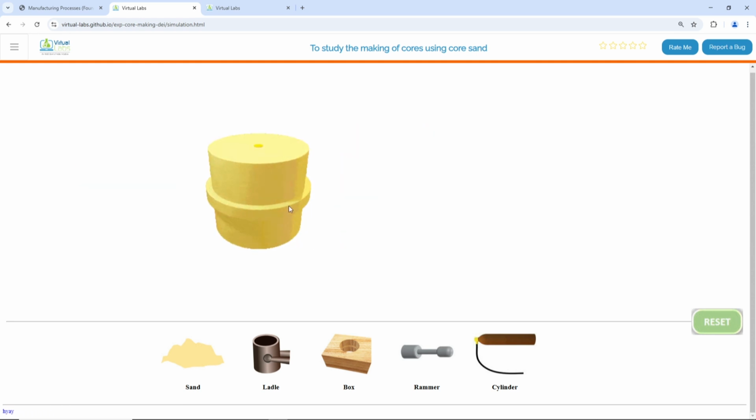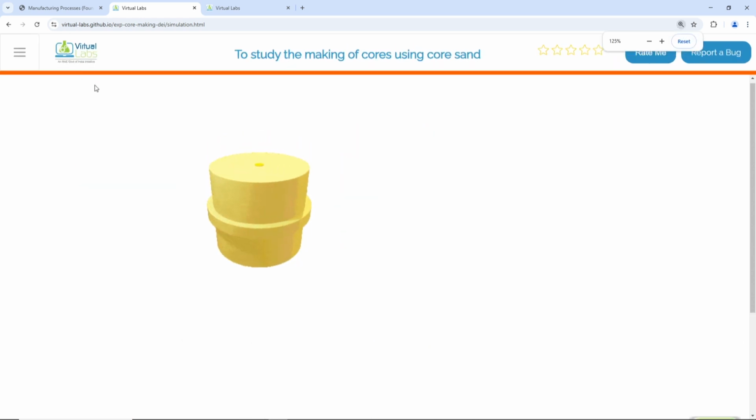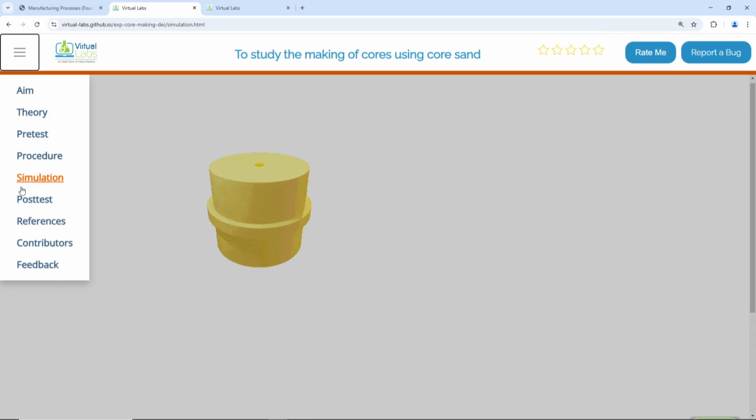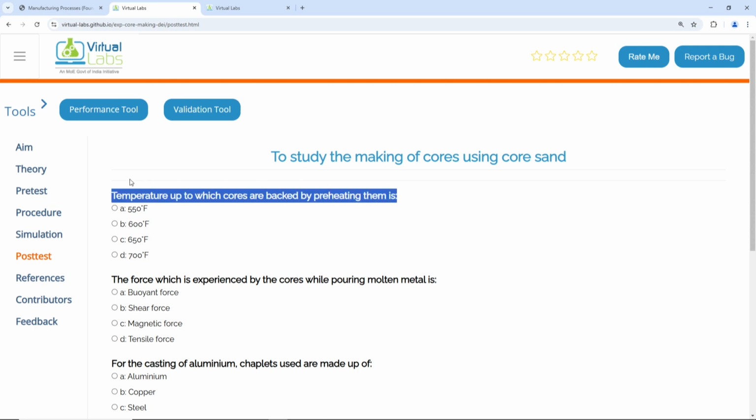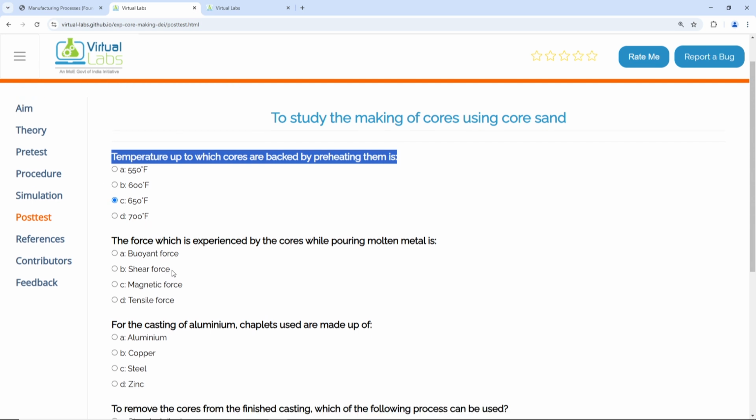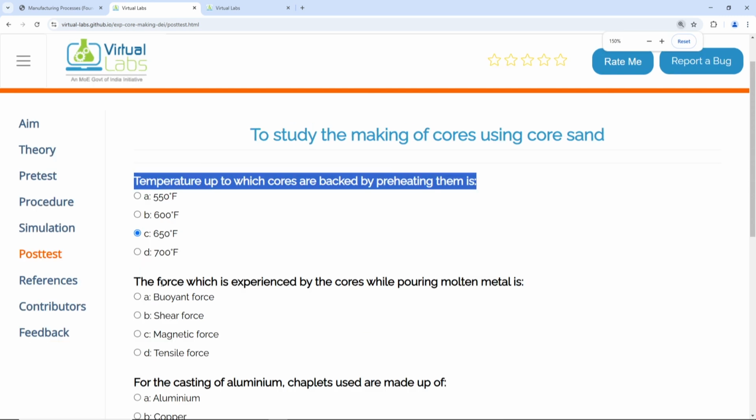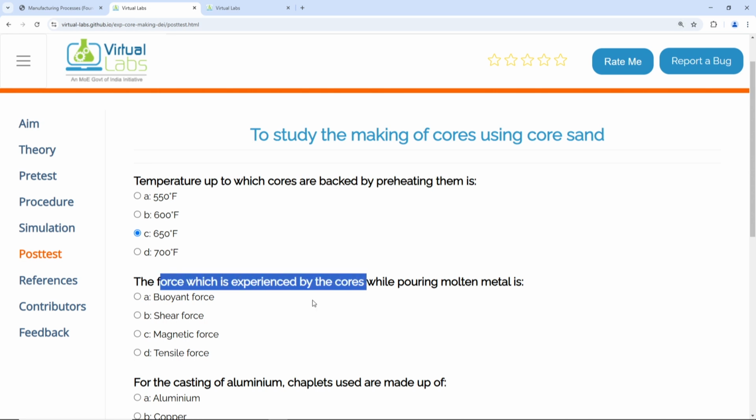This core is ready, right? Now, the next step in the simulation is the post-test questions. The temperature up to which cores are baked by preheating them, what is the general temperature to which it is heated? It is 650 degrees Fahrenheit. The force which is experienced by the cores while pouring molten metal is buoyancy force.